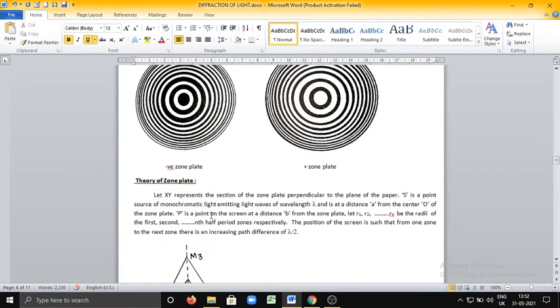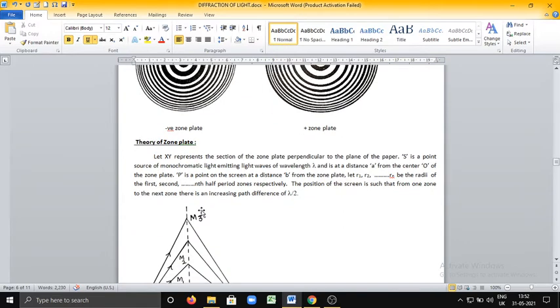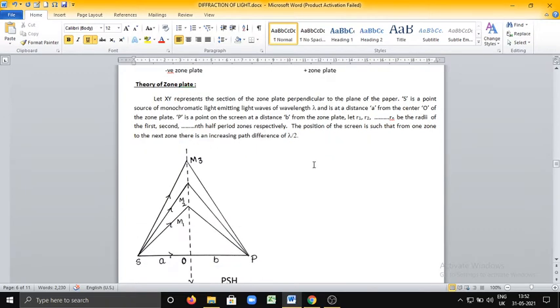Very important topic, theory of zone plate, that is how a zone plate works. Here XY represent the section of zone plate perpendicular to the plane of the paper. This is XY. X is not printed here. You have to write X here. XY is shown in the dotted line. It represents the section of the zone plate placed perpendicular to the plane of the paper.